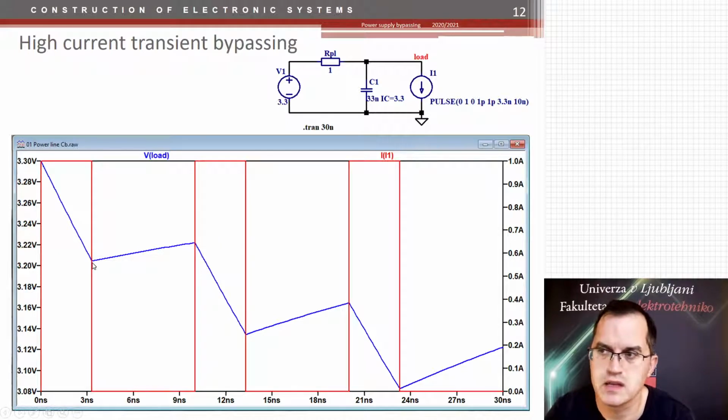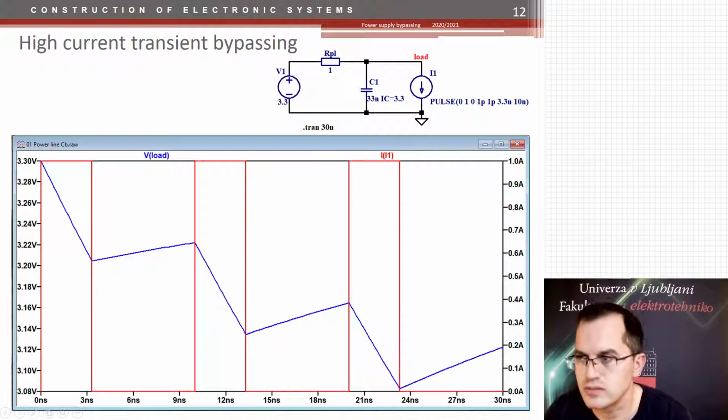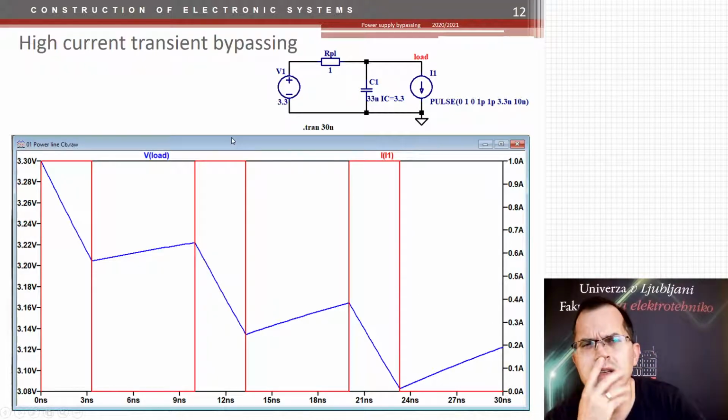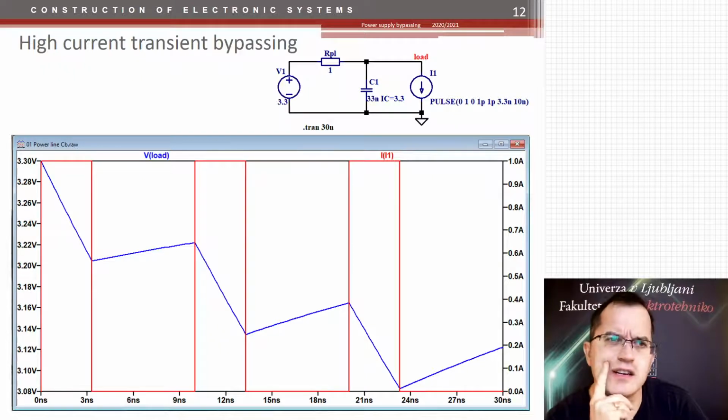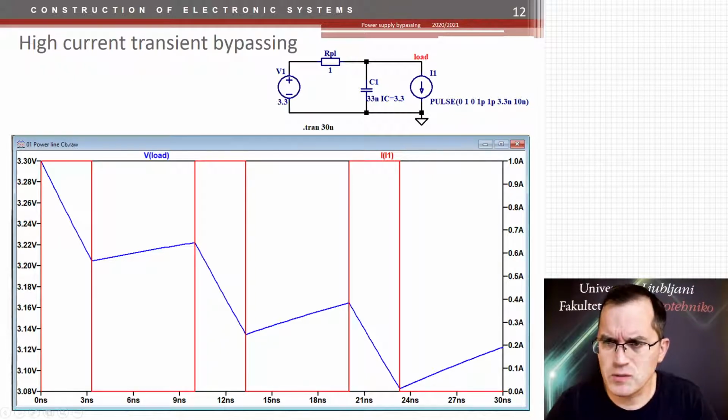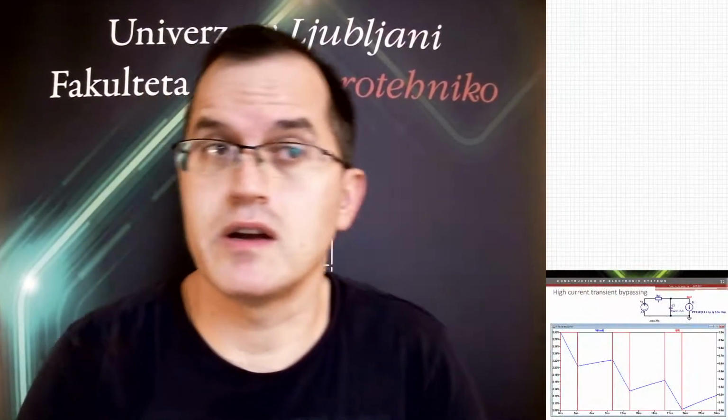So these are 1 amp pulses, the red ones, and each time the voltage drops by 100 millivolts. Then of course, since it has a resistor here, it would charge a little bit back and then drop again. Charge, drop, charge, drop. Doesn't seem to be really efficient, this 100 nano, right? It seems like we forgot to take something into account.